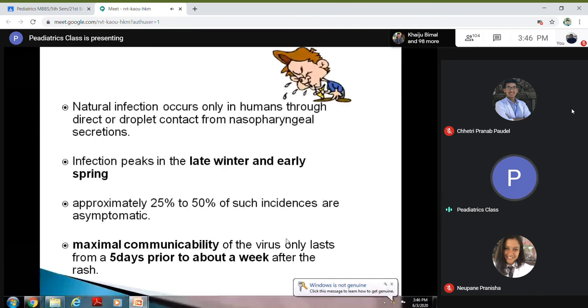In measles, you have 4 days prior to the rash and 4 or 5 days, or 7 days, after the rash. That's highly infective, so you have to avoid this patient from an epidemic point of view.